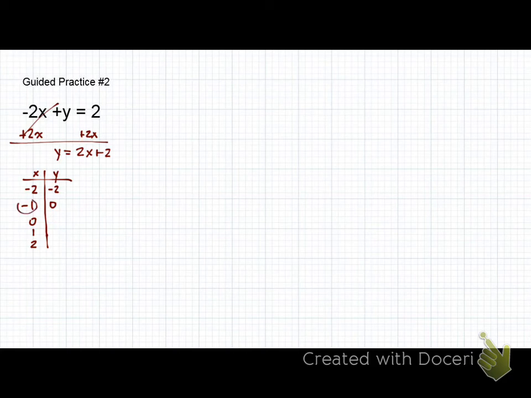Okay, so -1 times 2 is -2 plus 2 is 0. 0 times 2 is 0 plus 2 is 2. 1 times 2 is 2 plus 2 is 4. And then 2 times 2 is 4 plus 2 is 6. Okay?